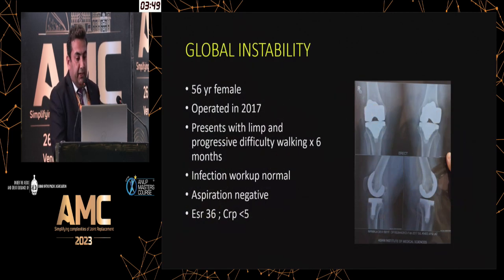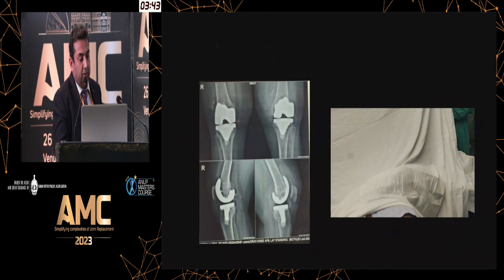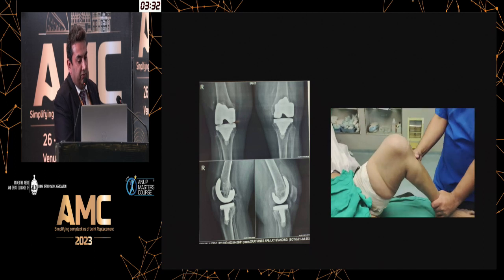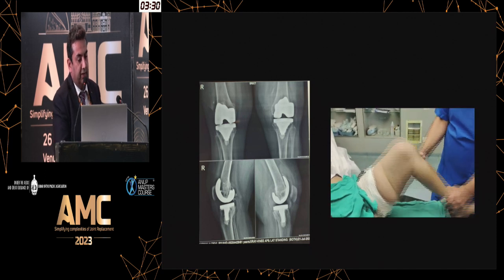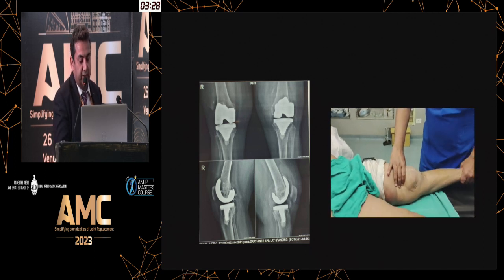Global instability can also be a reason for failure sometimes, and that may be because of abnormal mobility or due to some kind of activity by the patient. You can see the femoral component is loose, and it was grossly loose both in flexion and extension. You see this patient, this is flexion grossly loose, and in extension also it is medial-laterally pretty loose.